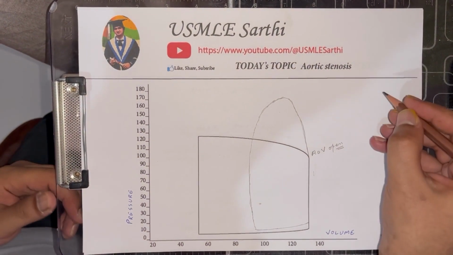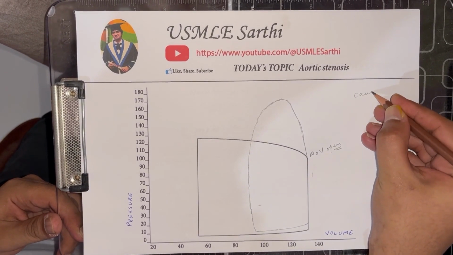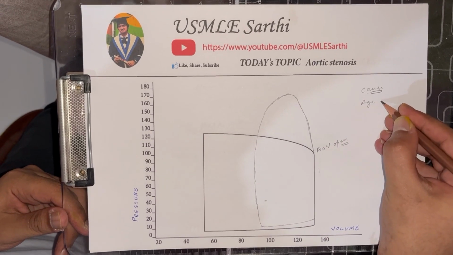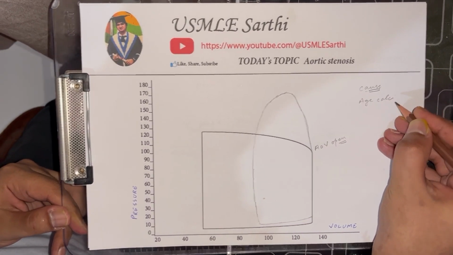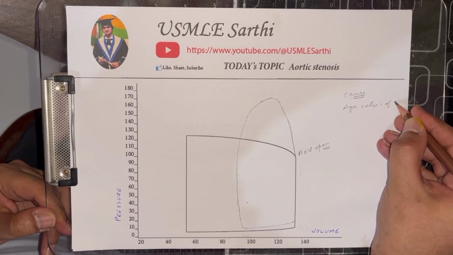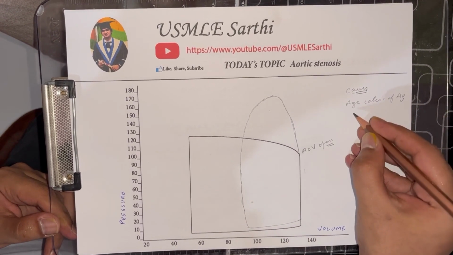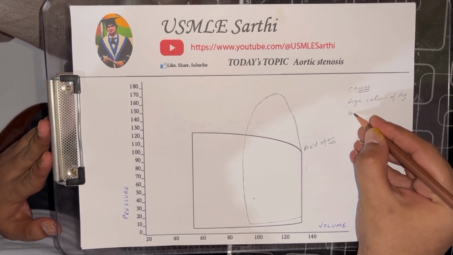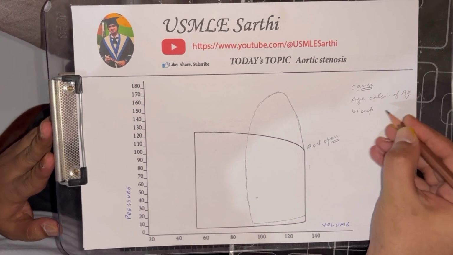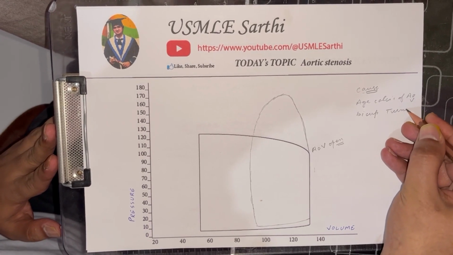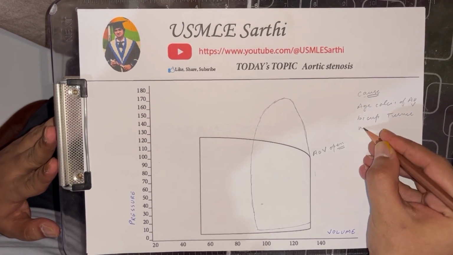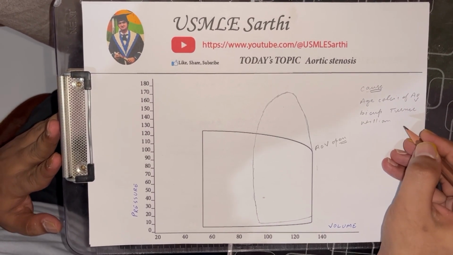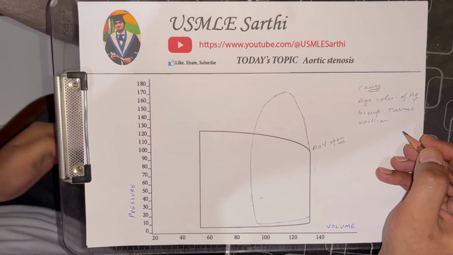Now we will discuss the causes. The most common cause is age-related calcification of the aortic valve, and other common causes are a bicuspid valve, which you see in Turner syndrome, Williams syndrome, and rheumatic heart disease.